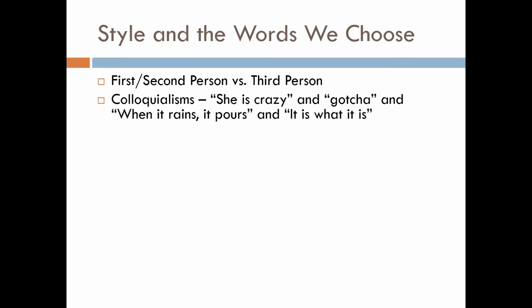When it rains, it pours. We know what that means, but as a statement in and of itself, it really makes no sense at all. When it rains, it pours. Well, maybe it does. Maybe it doesn't. Maybe when it rains, it just rains. Or maybe it rains, it showers. And it is what it is. You get it. Those are colloquialisms, and they can be part of our style.